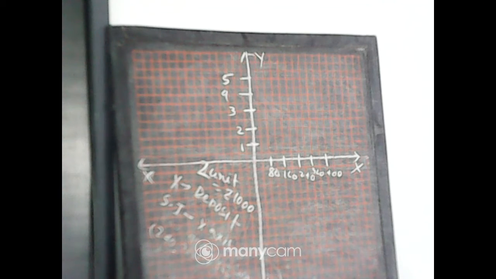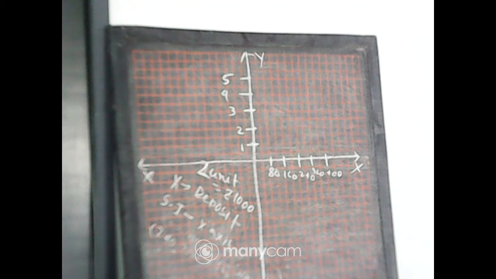Now, next point. Yes, you can take 1 unit as 40. Along the x-axis, 1 unit means rupees 40. Yes, you are right.